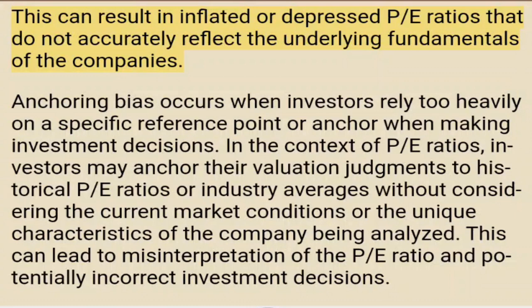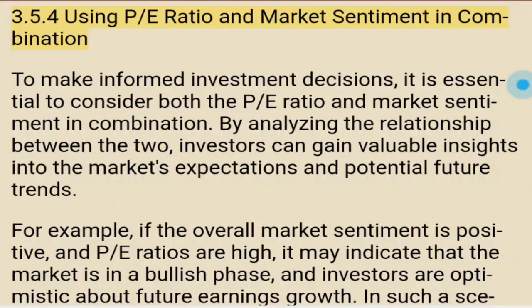fundamentals of the companies. Anchoring bias occurs when investors rely too heavily on a specific reference point or anchor when making investment decisions. In the context of P/E ratios, investors may anchor their valuation judgments to historical P/E ratios or industry averages without considering the current market conditions or the unique characteristics of the company being analyzed. This can lead to misinterpretation of the P/E ratio and potentially incorrect investment decisions.